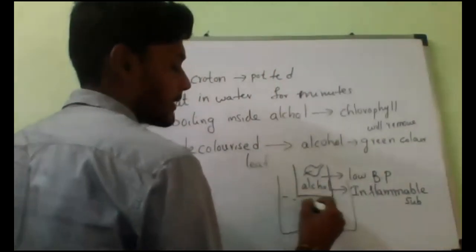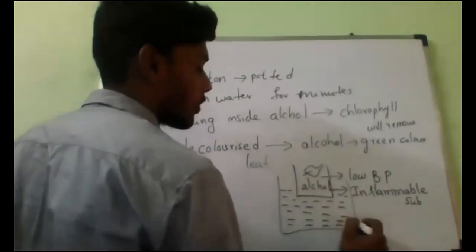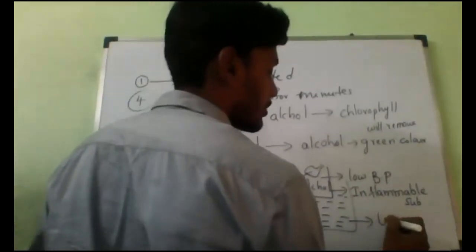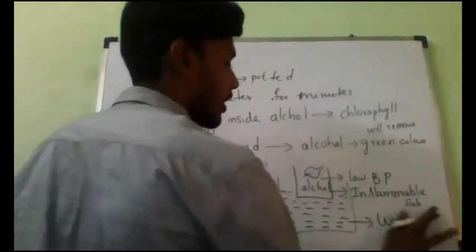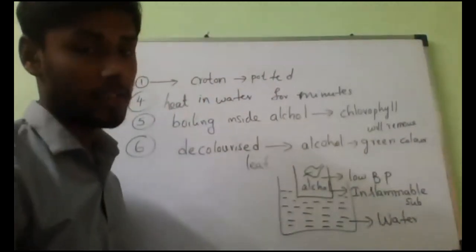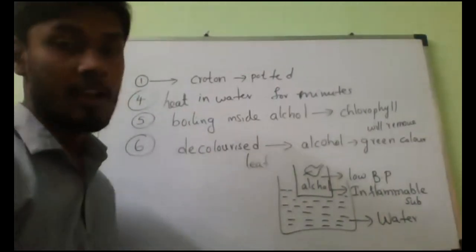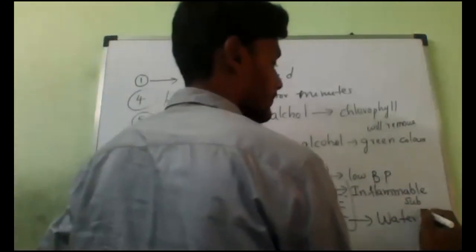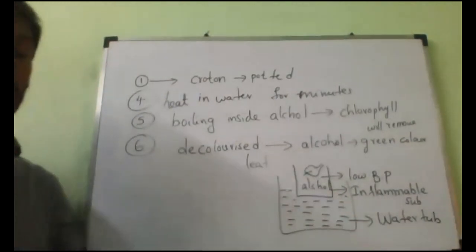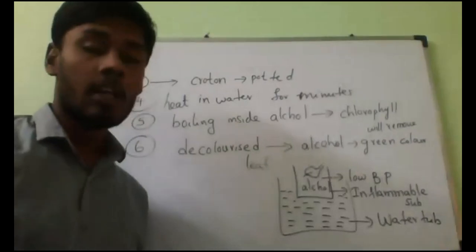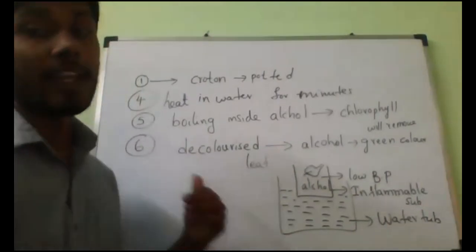So we use a water bath, or a water container where we can heat water. We have to heat the alcohol indirectly. If you heat it directly, it will catch fire. So in the water tub we pour the water and heat the water, so that the heat energy transfers to the alcohol. Slowly the chlorophyll will be removed from the leaf, so that the leaf gets decolorized.